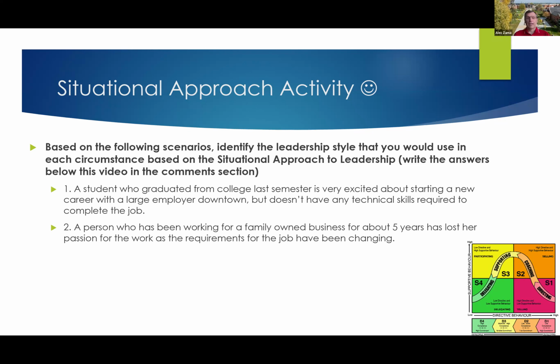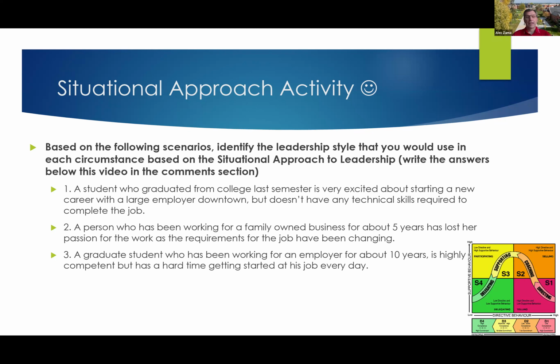Number 2, a person who's been working for a family-owned business for about 5 years has lost her passion for the work as the requirements of the job have been changing. So again, identify developmental level, and then identify the matching style. So number 3, a graduate student who has been working for an employer for about 10 years is highly competent, but has a hard time getting started at his job every day. So identify developmental level, and then the matching style.